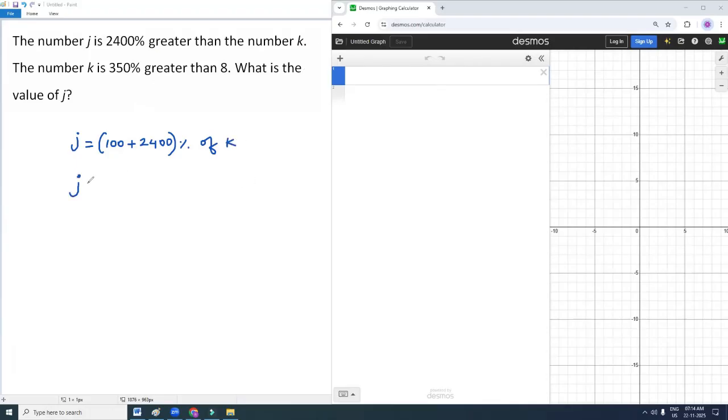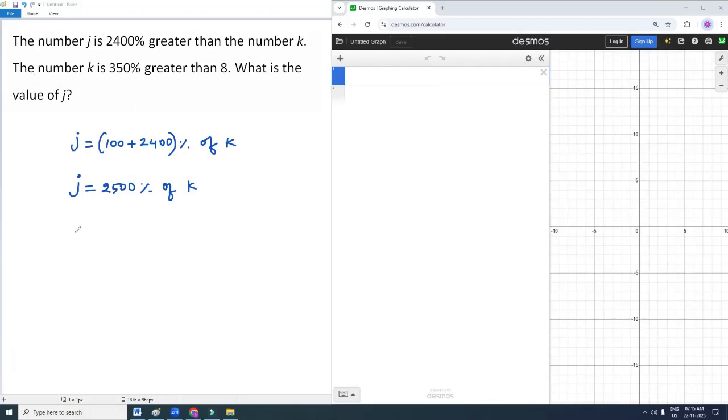And we have j equals to, when I add 100 and 2400, I am getting 2500. That is 2500 percentage of k. I got the first equation from the first piece of information. Now let me consider the second piece of information we have over here.